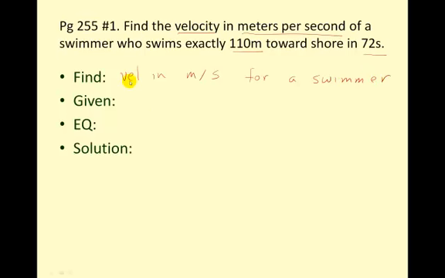Now, after we do the find, what are we given to find this with? Well, we're given two numbers. We have 110 meters, and 72 seconds. So what is 110 meters? 110 meters equals the distance. And then what is the 72 seconds? 72 seconds equals time.